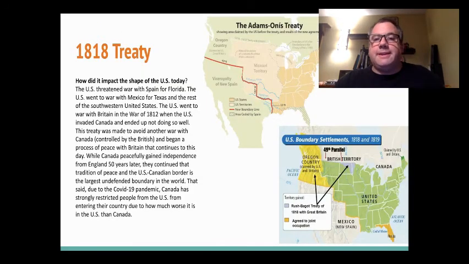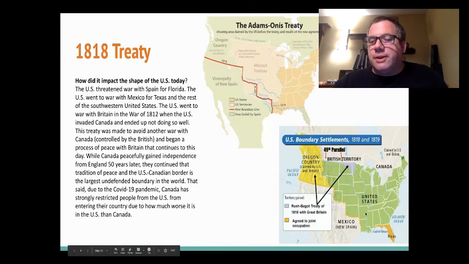Also in 1818, the U.S. and British Canada, England was still dominant. Canada was part of England. And so they solved this border up on the north here. But notice the U.S. also settles this border here between the U.S. and Mexico.